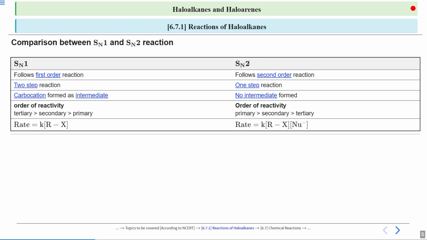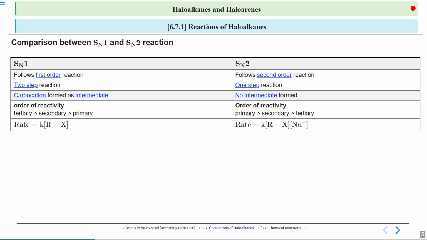On the other hand, in the SN2 reaction, there is no intermediate formed as carbocation, right? There is a transition state forming. So it is a single step reaction where the nucleophile is attacking on the carbon at which halogen is already present.